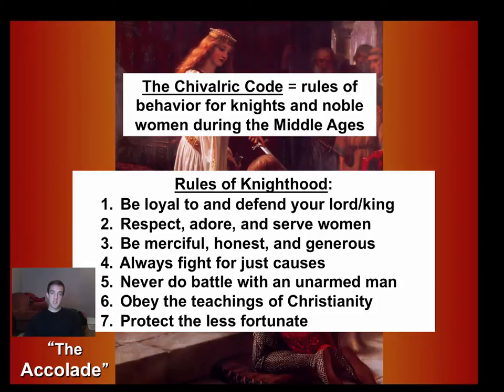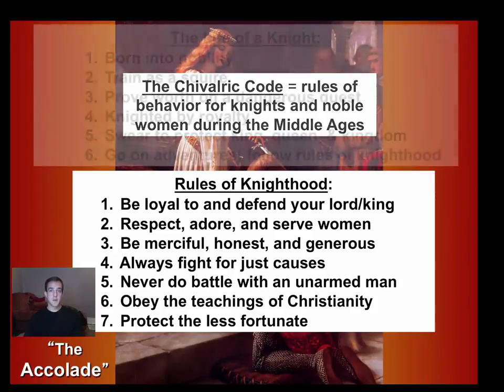Obey the teachings of Christianity and protect the unfortunate. Now, Beowulf had some Christian influences, but Beowulf really was not a Christian story. He was fighting demons with his bare hands, and I don't think we ever saw Beowulf praying. However, that was what you should have done if you were a knight.